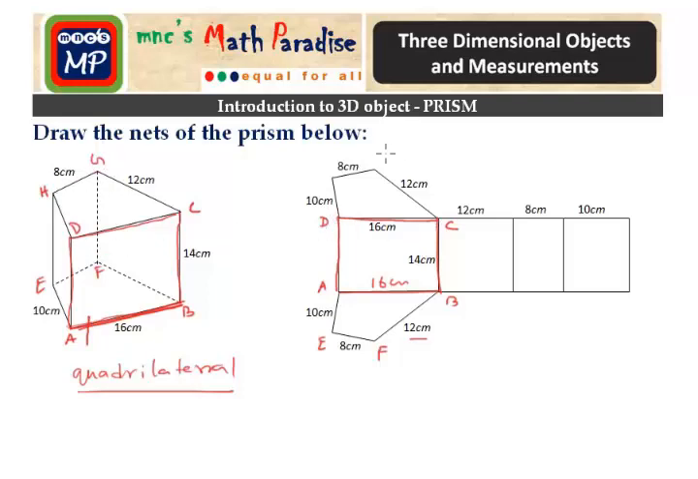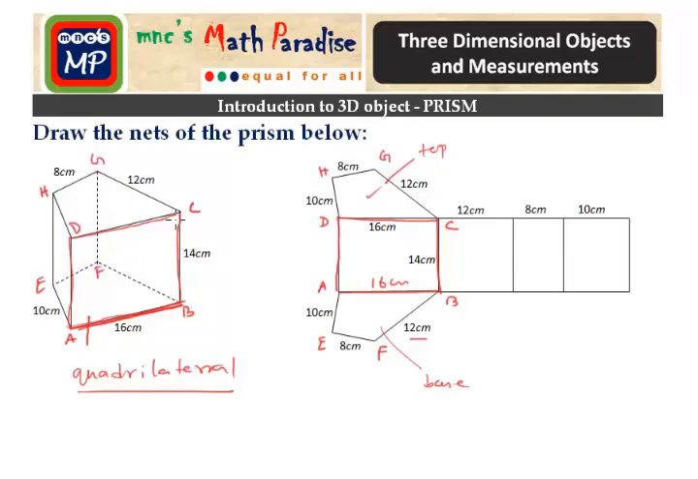DCGH, this top face. So here DC is 16, CG is 12, GH is 8, and HD equals EA, which is 10. So this is the base, this is the top, this is one of the side walls, and another 3 side walls we need to draw.